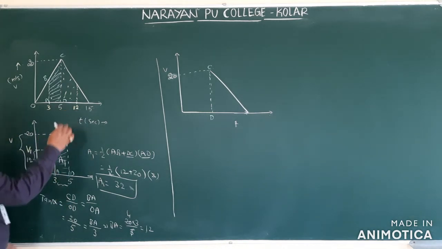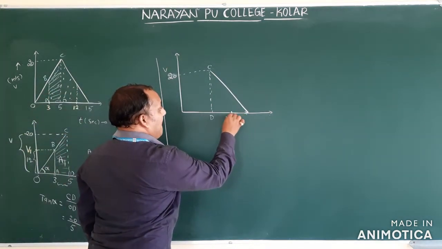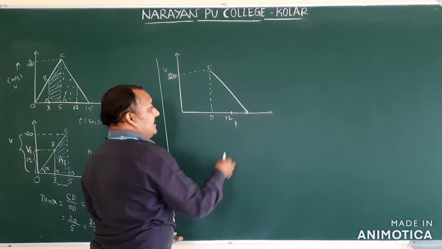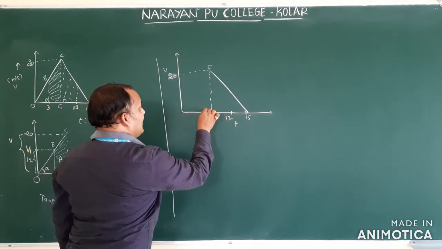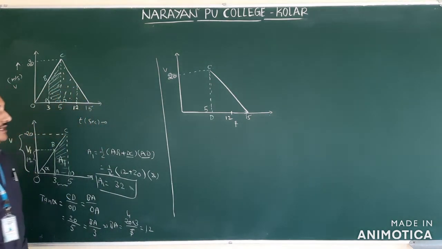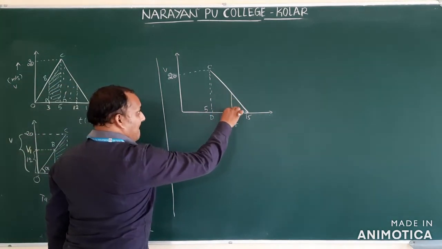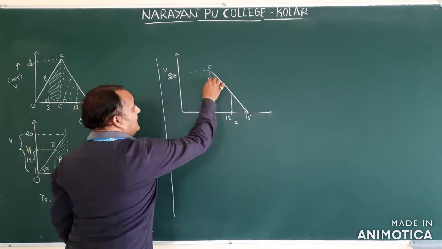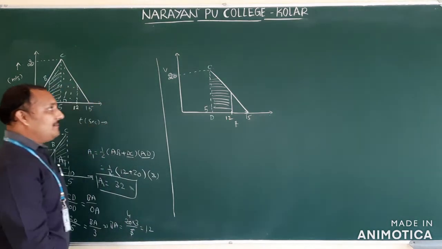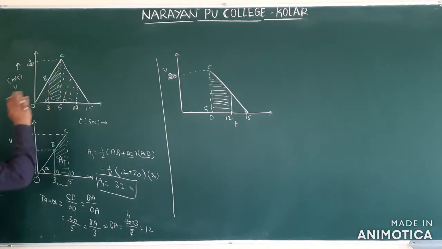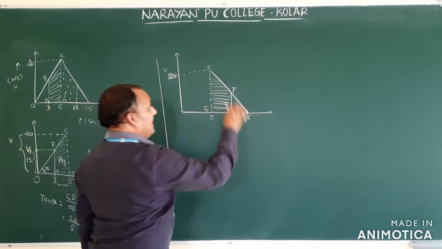Next, we should find up to 12. At 12 means somewhere here. This is 12. This is 15. D is how much? D is 5. Understood? Now draw a line here. Now this area we are going to find. This is also a trapezium. So A, B, C, D over. You can take E, F.